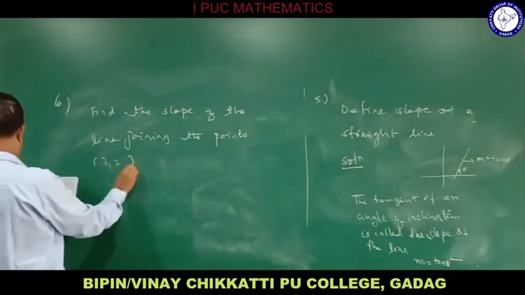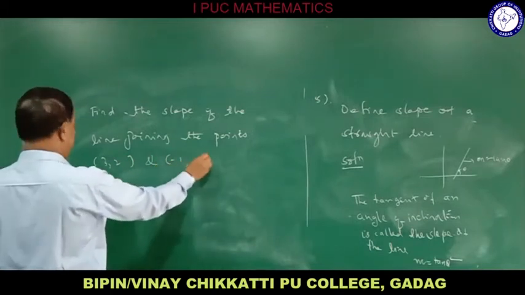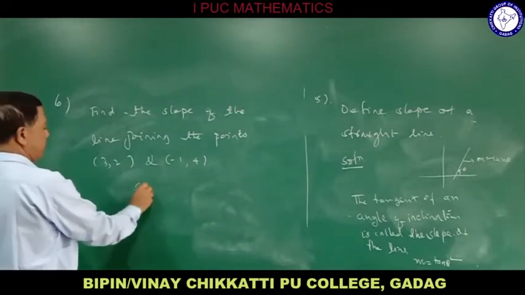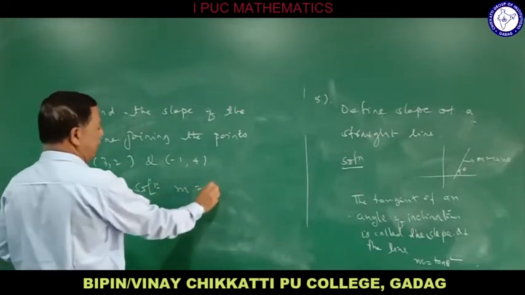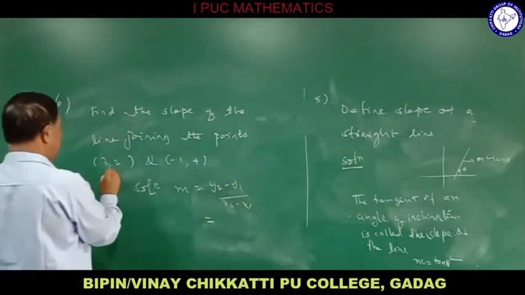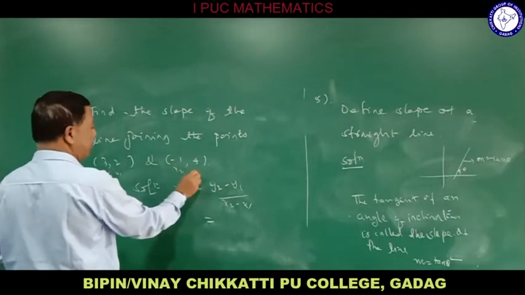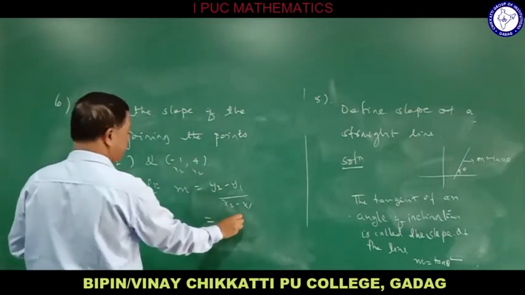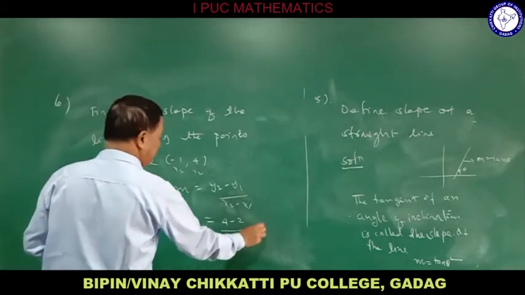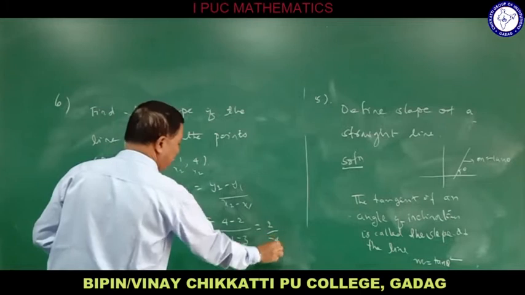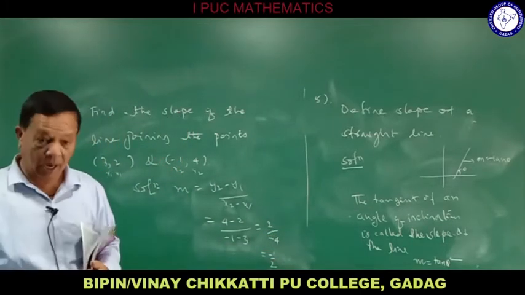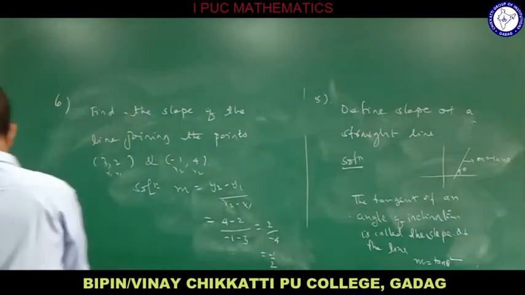3, 2 and minus 1, 4. I think you have already determined this. What is our formula? The slope is given by y2 minus y1 divided by x2 minus x1, where this is x1, y1 and this is x2, y2. So 4 minus 2 divided by minus 1 minus 3, that is 2 divided by minus 4, which is minus 1 upon 2. This is the slope. This is the way we find the slope of the line.